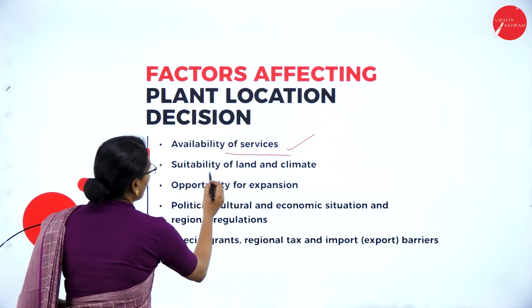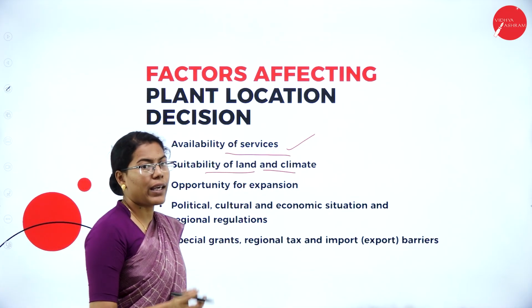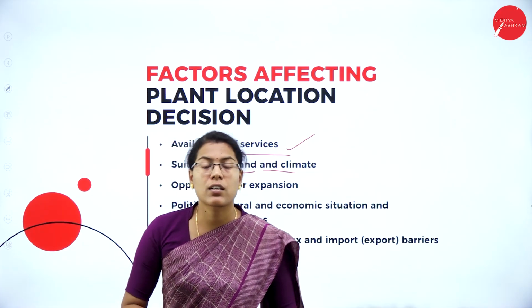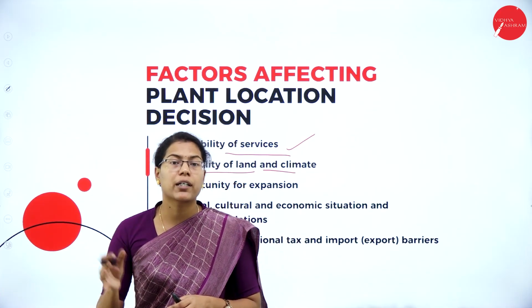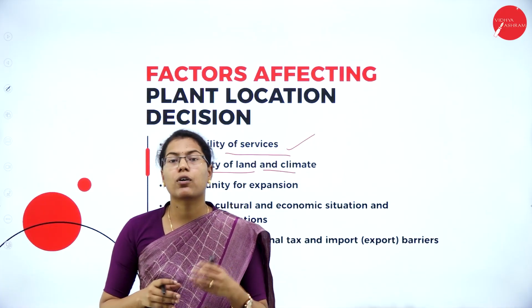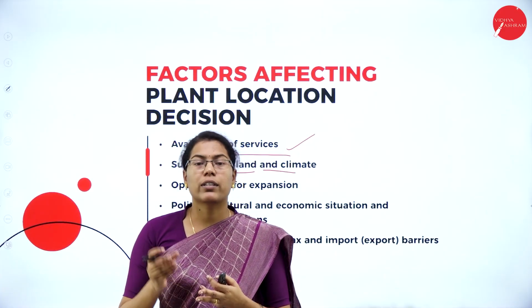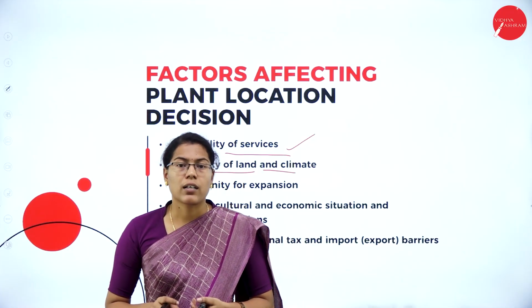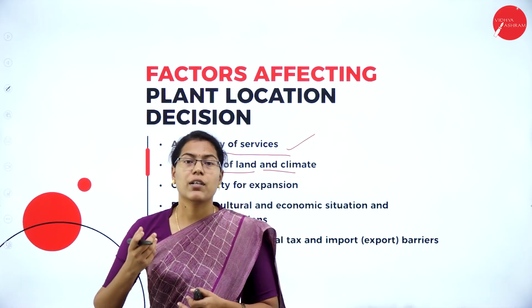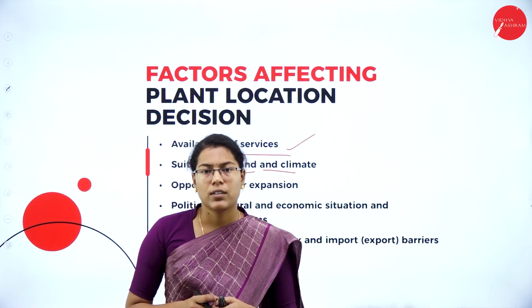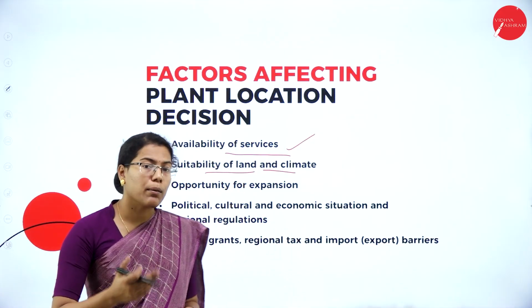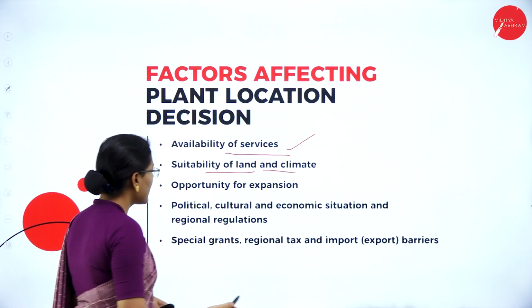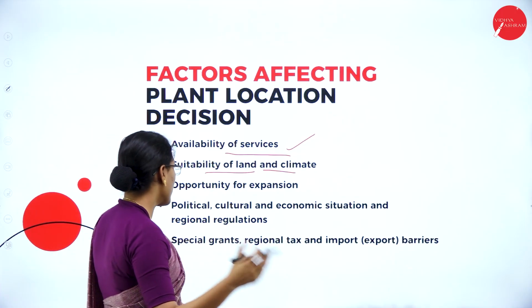Then, suitability of land and climate. Again, the suitability of land and climate is also important: the temperature and the climatic conditions of that particular area. Say, for example, cotton industries require a humid kind of climatic condition, as a higher temperature will make the thread break. So based on the type of product that the company wishes to produce, they have to look for suitability of land and climate for that particular product or service.